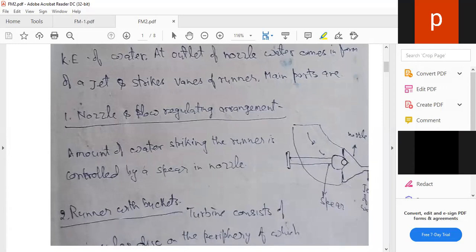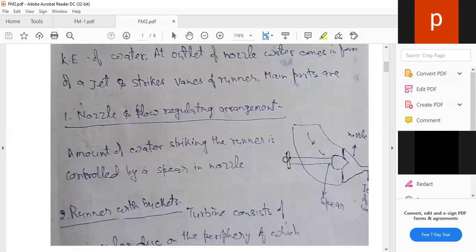Now you can regulate this speed, that is sometimes high speed is needed and sometimes low speed is needed. So if we want to increase the speed or decrease the speed, we have a flow regulating arrangement. We have a small sphere, and the movement of this sphere is controlled through this hand wheel.